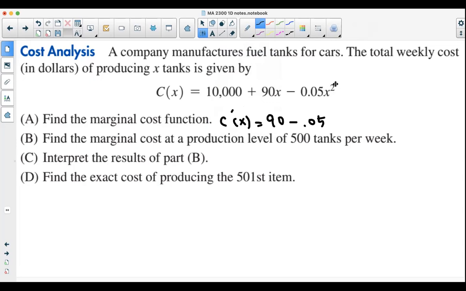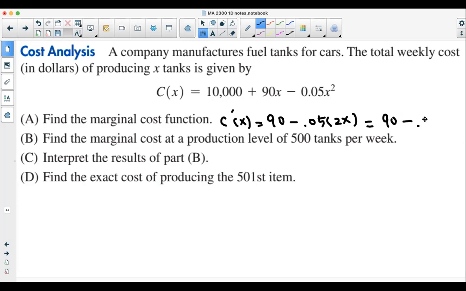And what's the derivative of x squared? 2 comes to the front, so we have 2x. So that's what I have. So if I were to simplify it, I'd end up getting 90x. It's not 90x actually. It would be 90 minus 0.1x. So that would be my marginal cost. So as you can see, the more I make, my marginal cost will go down based upon this model.